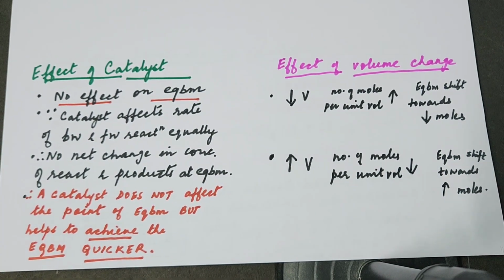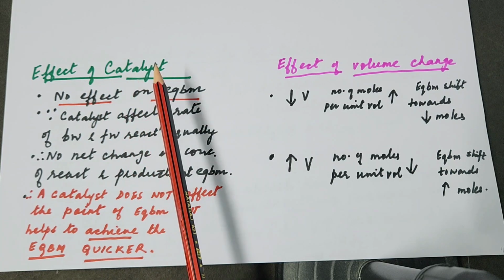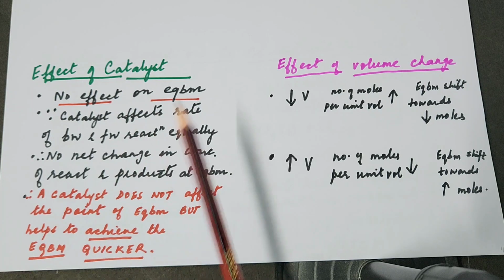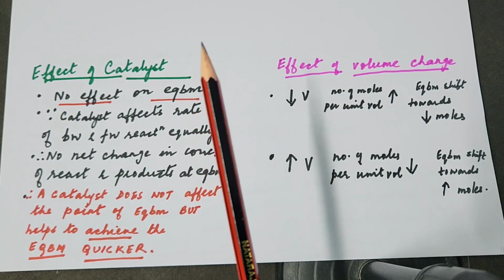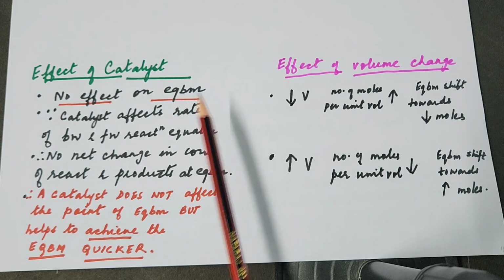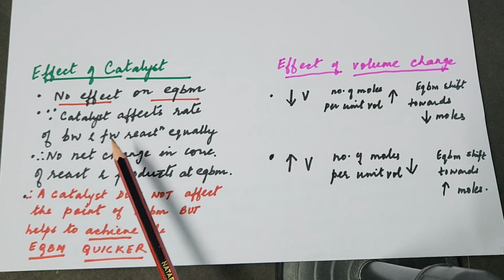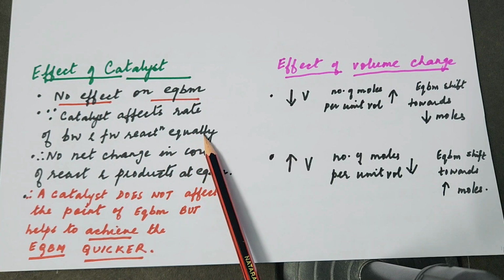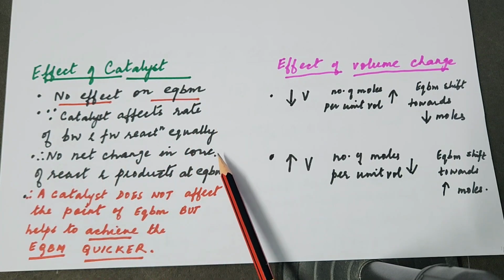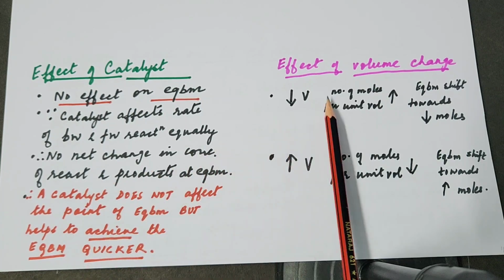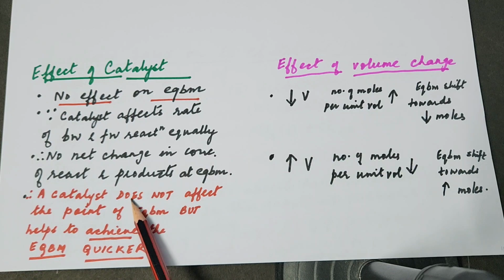You get a lot of reasoning questions on the effect of addition of a catalyst to a system at equilibrium. There is no effect on the equilibrium status for a given reaction system on addition of a catalyst. And why is that? That is because a catalyst affects the rate of forward as well as the rate of backward reaction equally. Therefore, there is no net change in the concentration of either the reactant or product, because whatever was happening in this direction, the same extent of change is happening in the backward direction also.